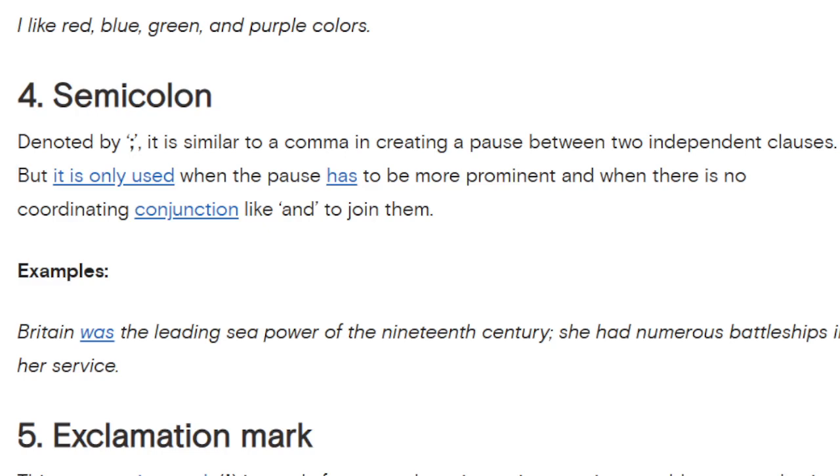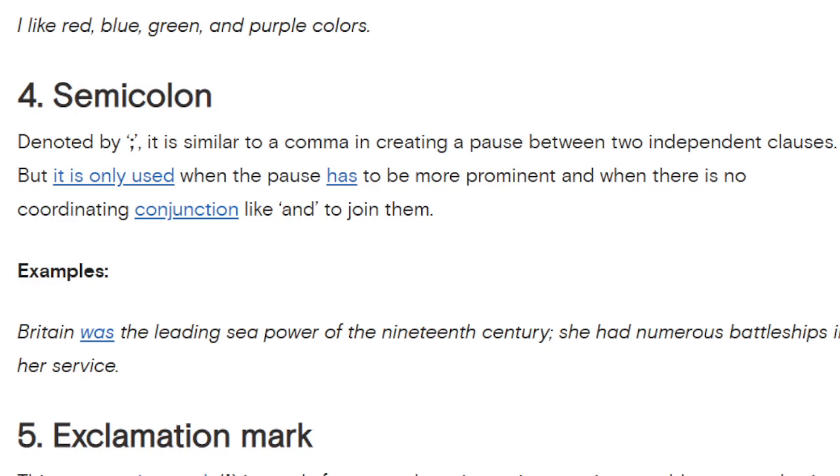Next is semicolon, denoted by this mark. It is similar to a comma in creating a pause between two independent clauses, but it is only used when the pause has to be more prominent and when there is no coordinating conjunction like and to join them. For example, Britain was leading sea power of the 19th century; she had numerous battleships in her service. Now the sentence ends here and we put a dot, that is full stop.